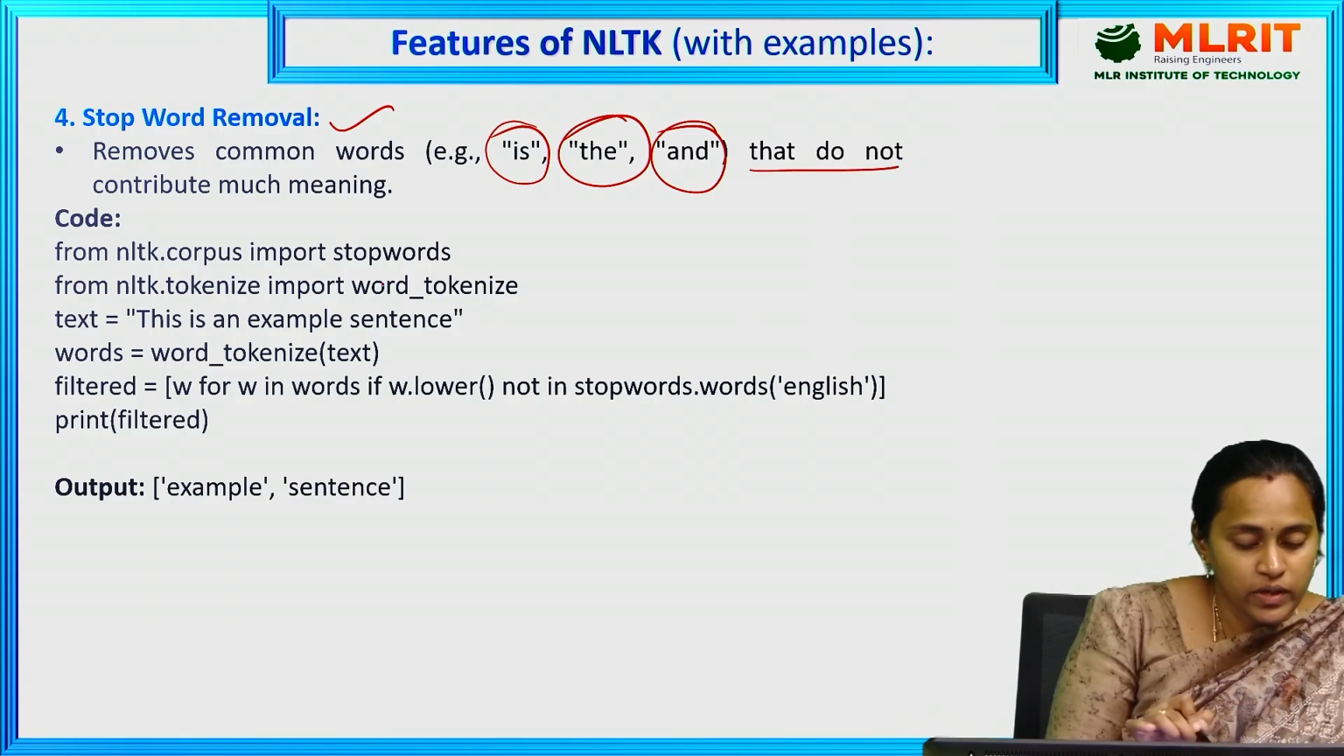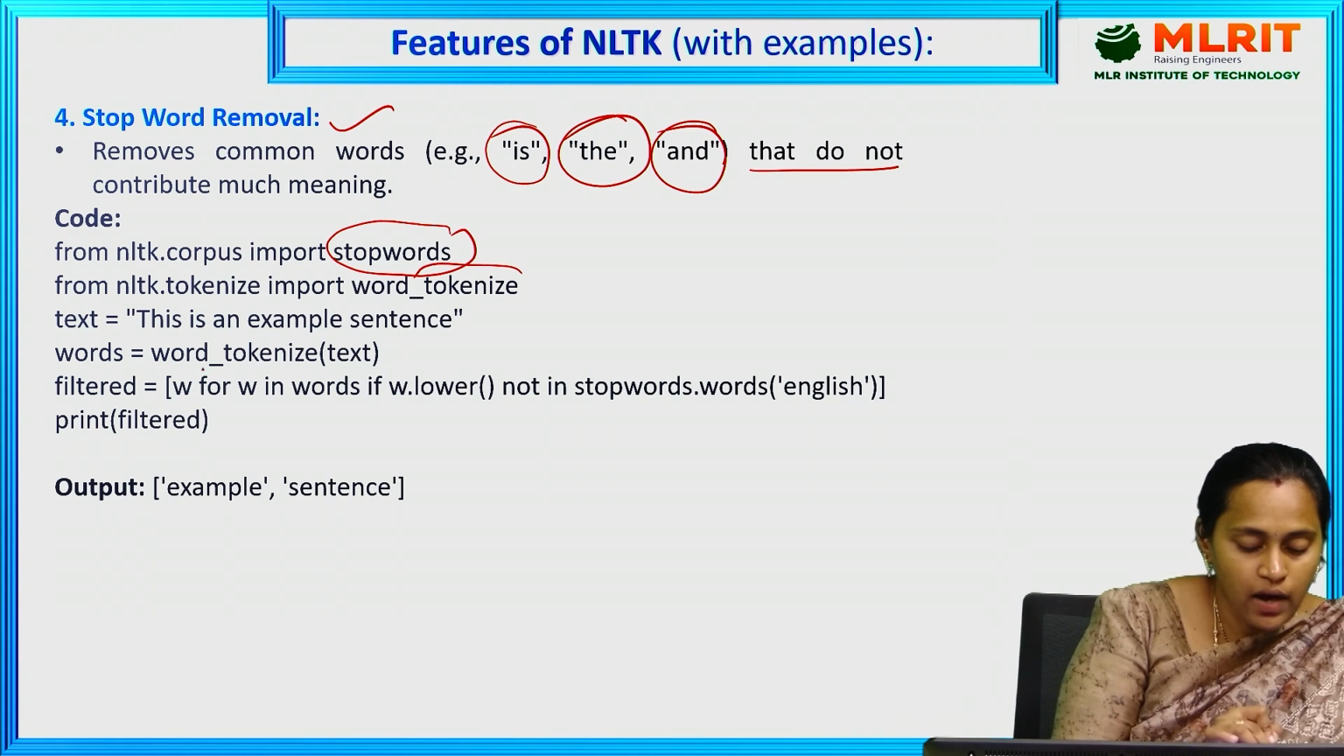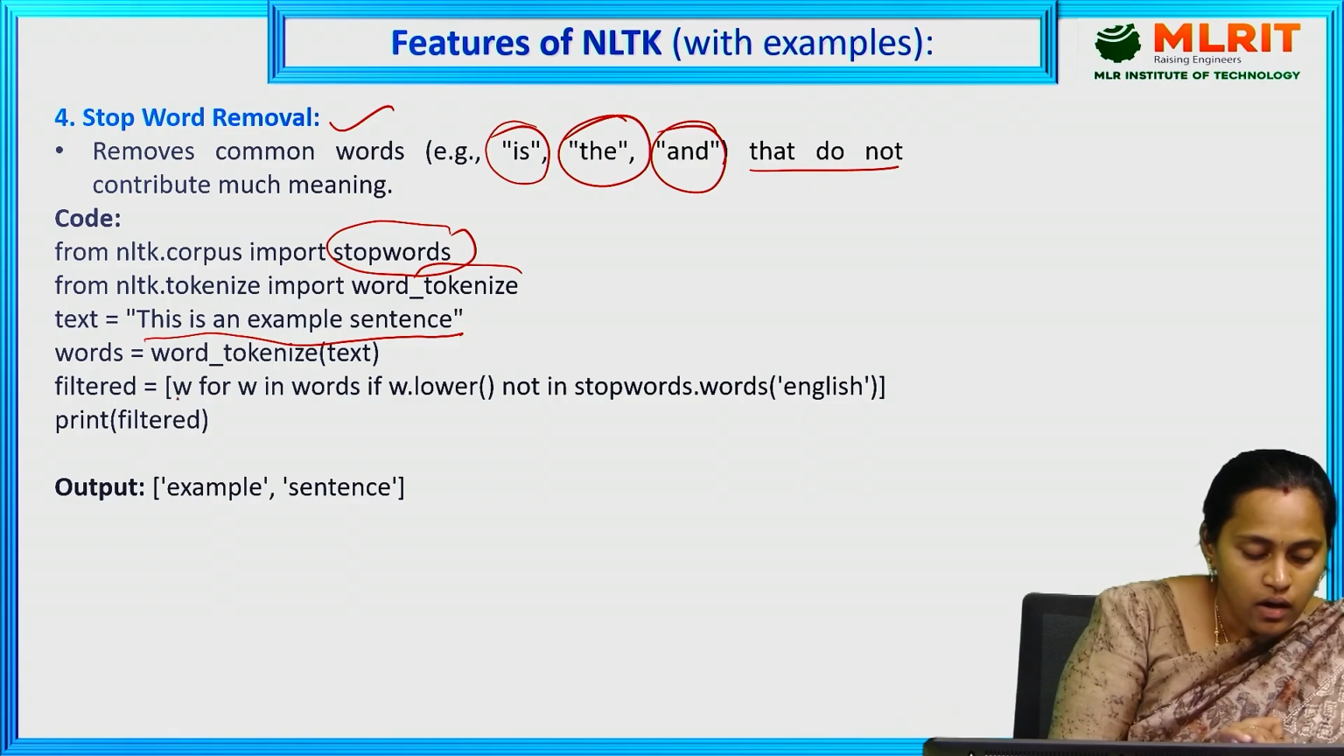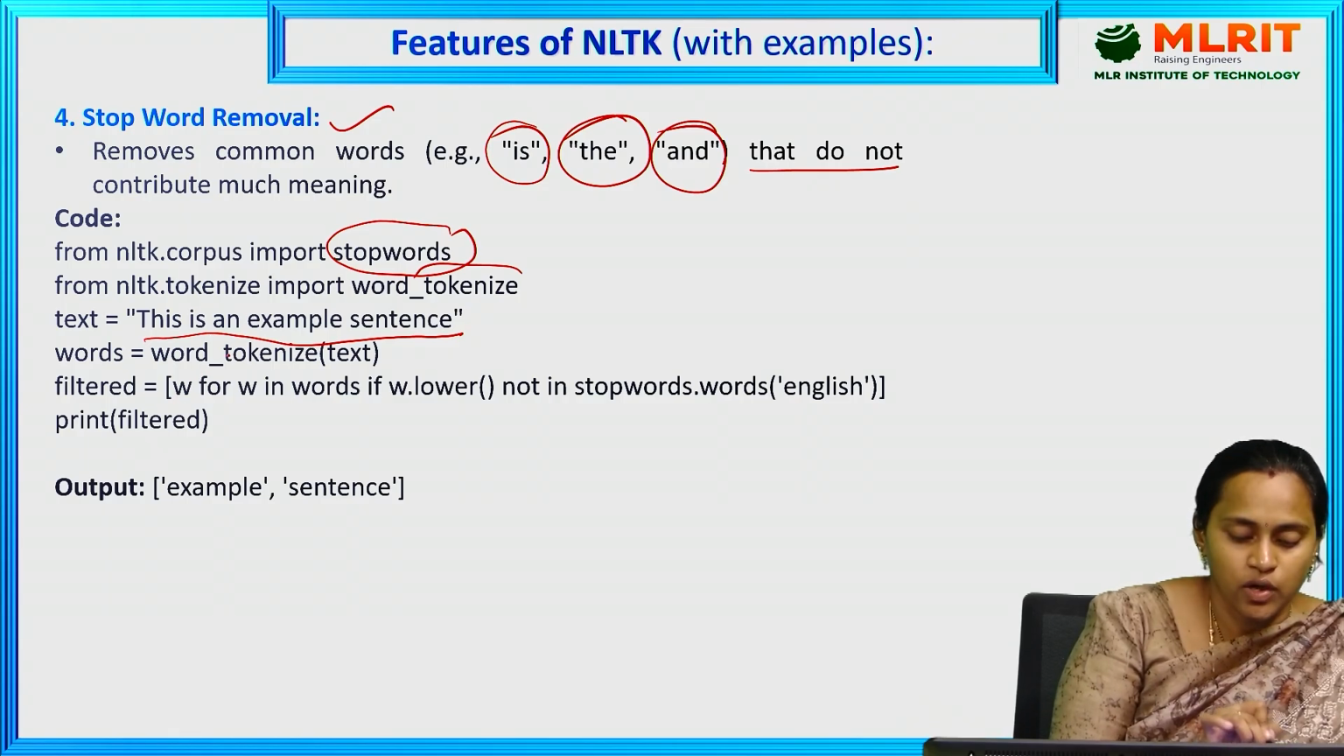See the code here. From NLTK, import the stop words. After tokenization, we have to remove the stop words. Here, this is an example sentence. This is a text, right? We have to filter the stop words.